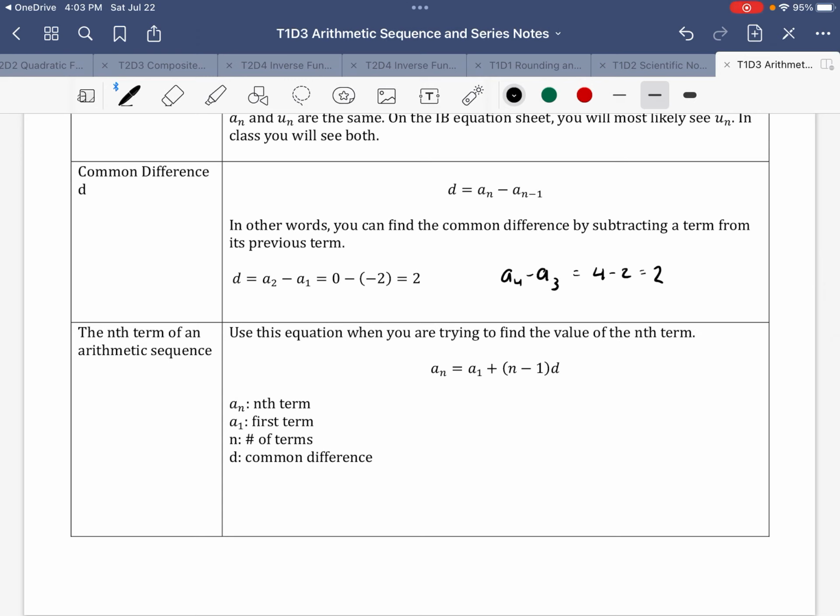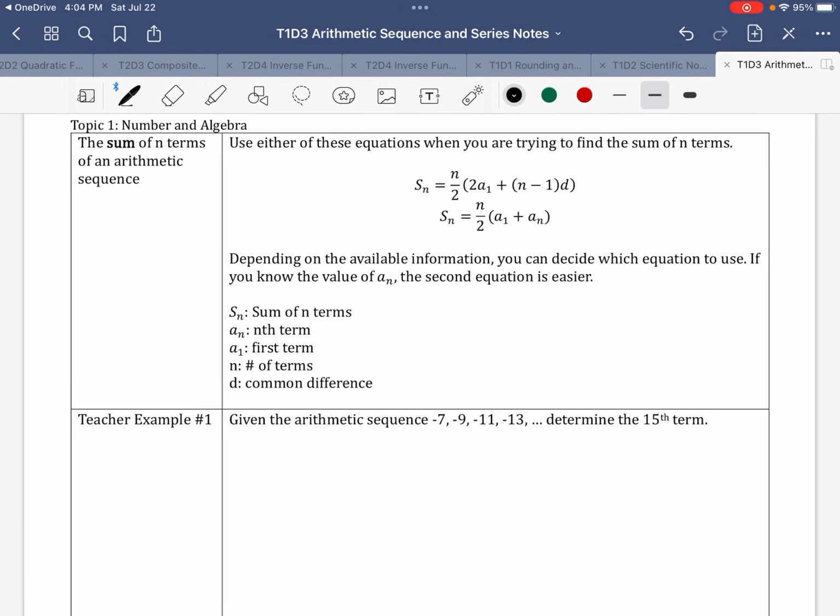So here it says a sub n, so that's going to be the nth term. So if we're looking for the 15th term, we would say a of 15. That equals a sub 1, the first term, plus n, the number of terms, minus 1, times your common difference.